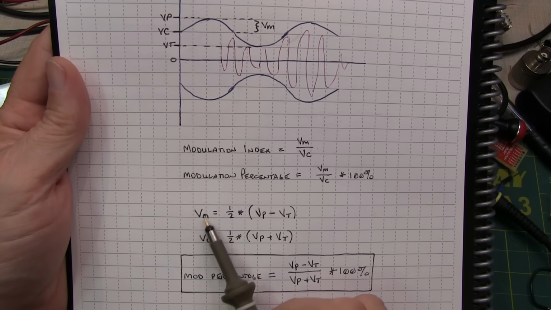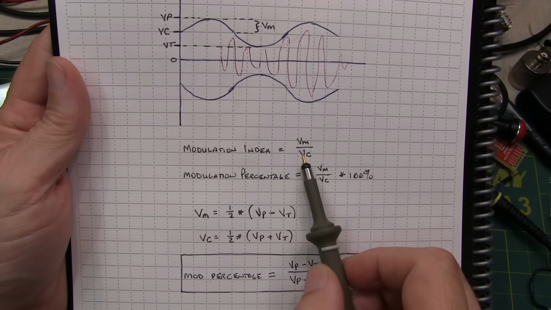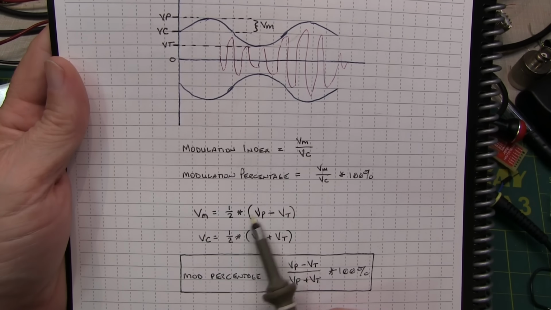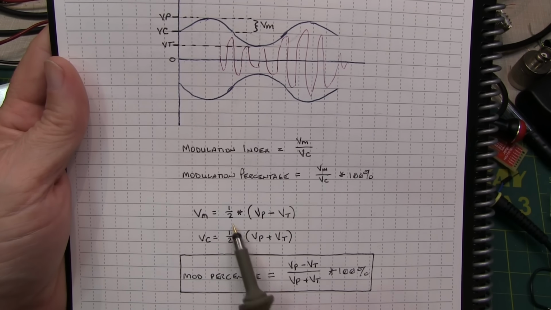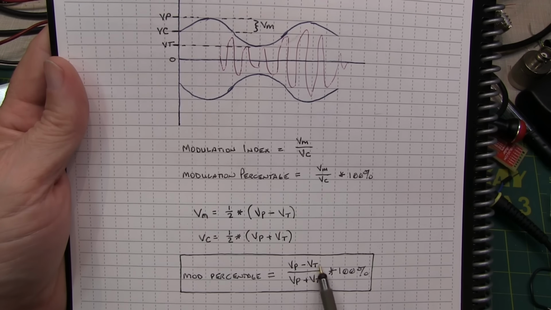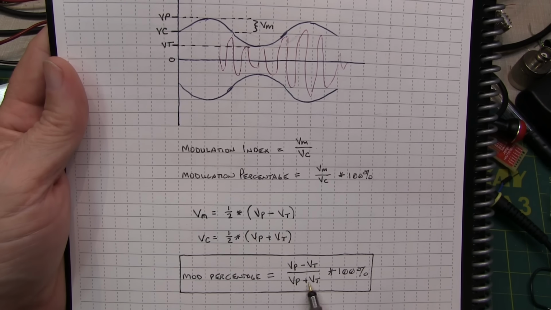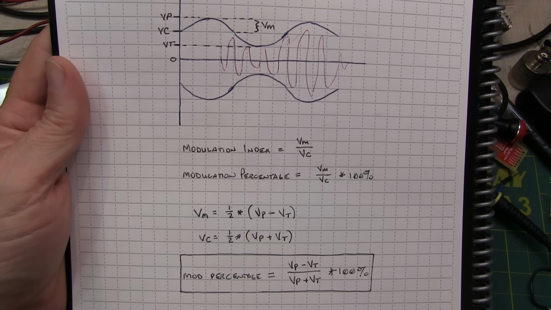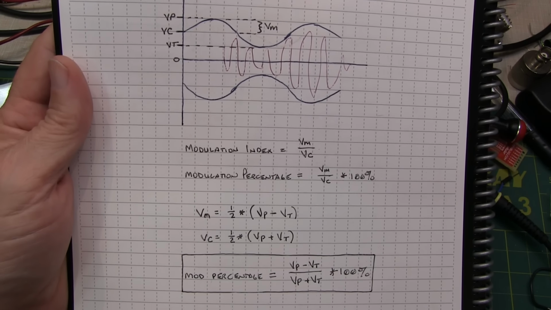So we can simply put those two over each other, Vm over Vc, and replace them with these equations. The 1/2s drop out and you're left with this equation: the peak minus the trough divided by the peak plus the trough. Multiply that by 100% and we've got our modulation percentage.